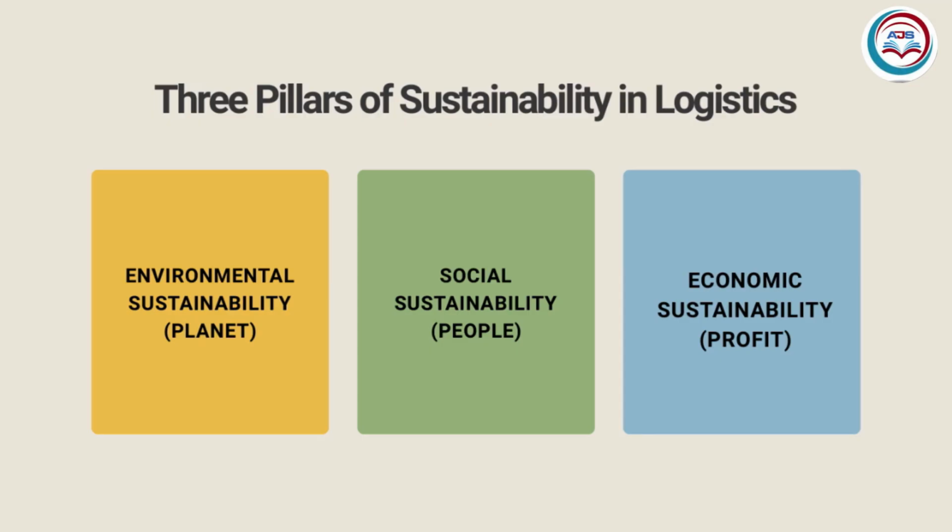Lastly, there's environmental sustainability, which centers on the planet. This involves minimizing our ecological footprint, reducing emissions, and protecting natural resources. Together, these 3 pillars form a balanced approach, helping us build a resilient, responsible, and sustainable logistics system that aligns with the overall goal of creating value not just for today, but for future generations.